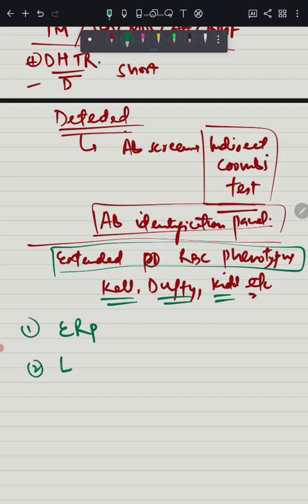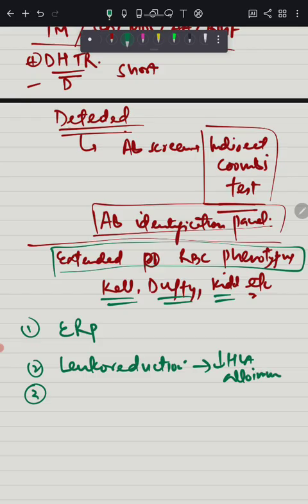Another is leukoreduction. Leukoreduction removes donor WBCs which carry HLA antigens, because HLA antigens carry an increased risk of HLA alloimmunization, so it reduces HLA alloimmunization. Third, you have to limit transfusions.